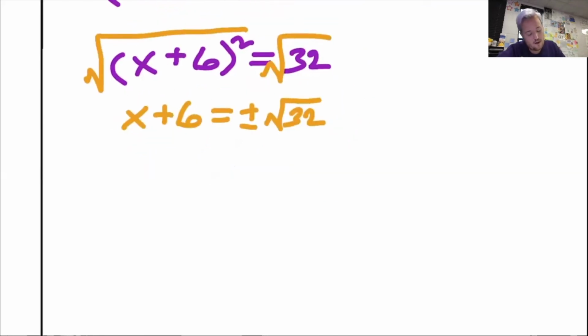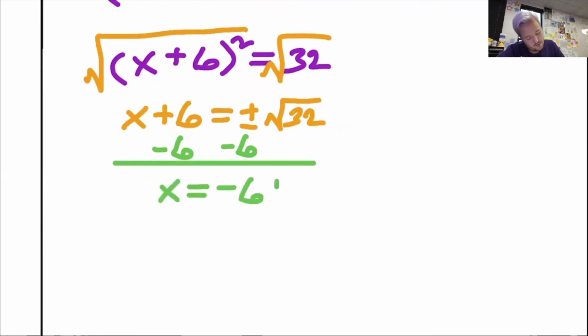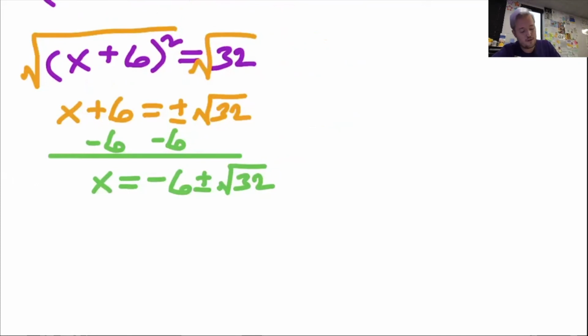All right, and now I'm going to move over the 6. Remember, it goes in the front. All right, so we're going to have x equals -6 plus or minus the square root of 32. Now, the square root of 32 can be broken down, so I'm going to go ahead and do this over here off to the side.